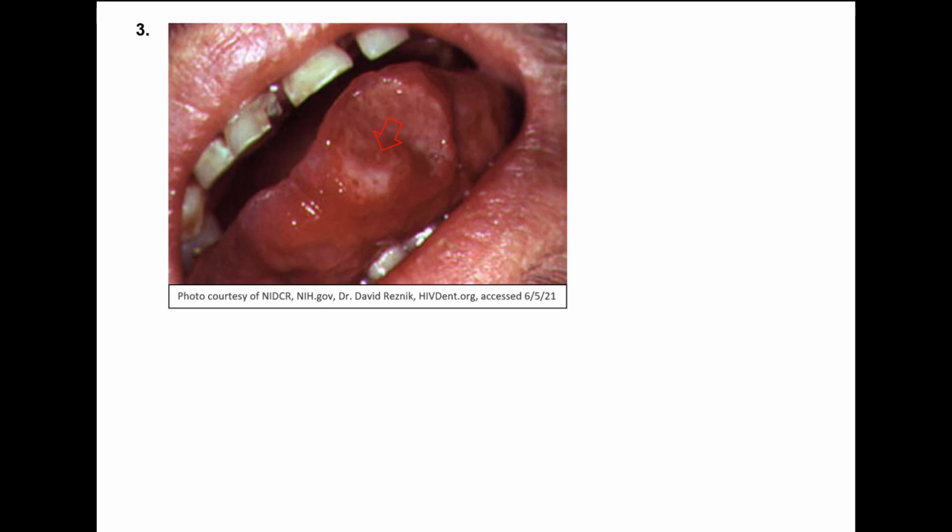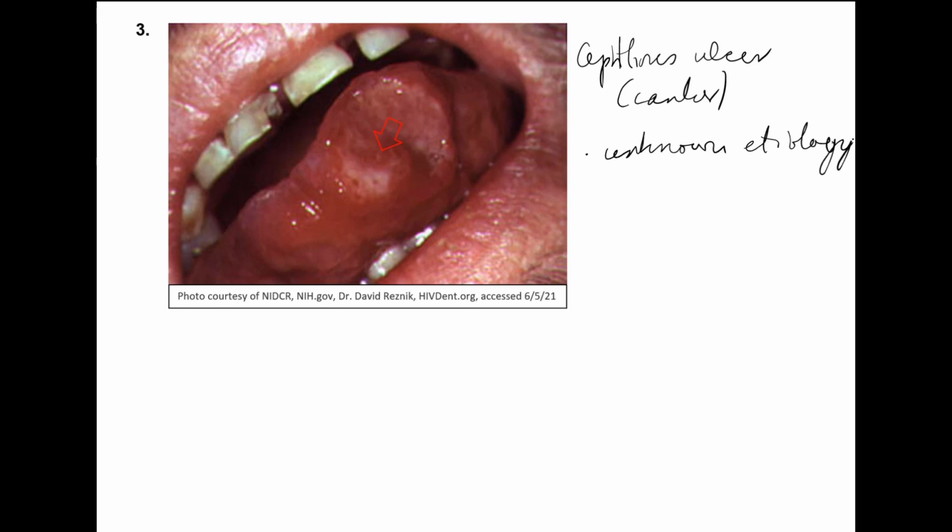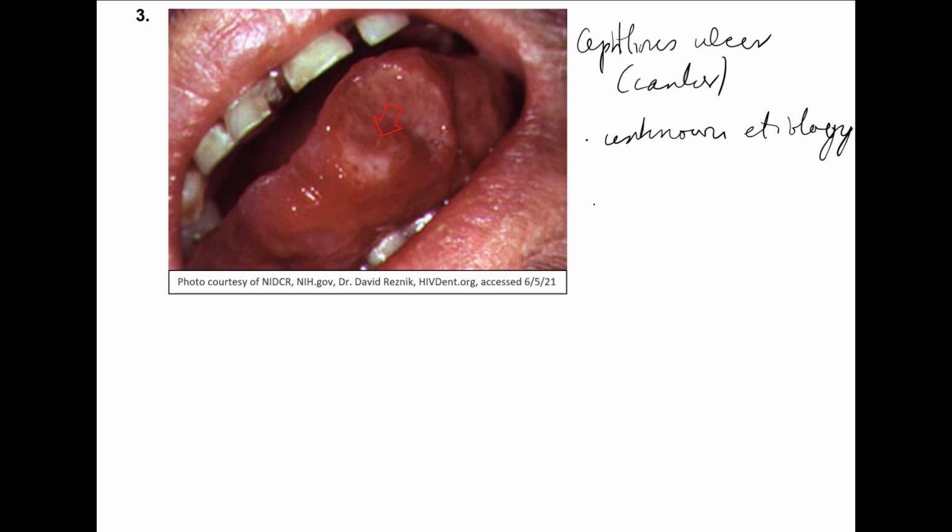This is an example of an aphthous ulcer, which is often called a canker. These occur spontaneously in normal people, but they're much commoner in people who are immunosuppressed. They are of unknown etiology, and explanations have varied as widely as infections versus autoimmune disease. They are benign and self-limited, and there's no good data on any treatment being more effective than any other, so it tends to be symptomatic treatment for pain.